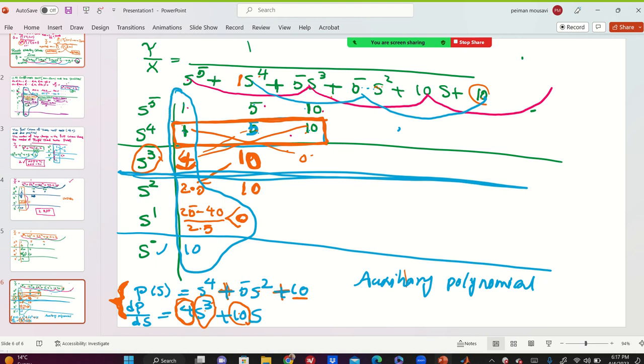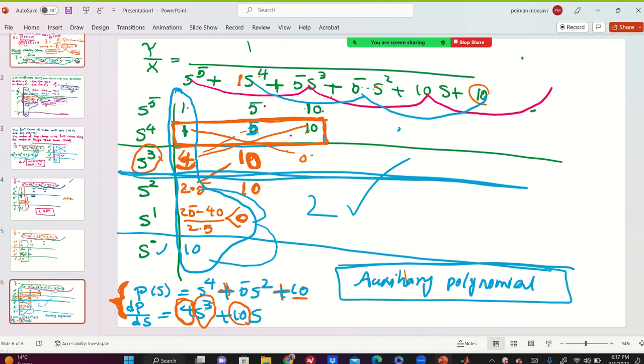Is the system stable or unstable? And how many right-hand poles do we have? Positive to negative, negative to positive. 2. Bingo. But this auxiliary polynomial is the exception. When you have one row of zeros, you have to use this.